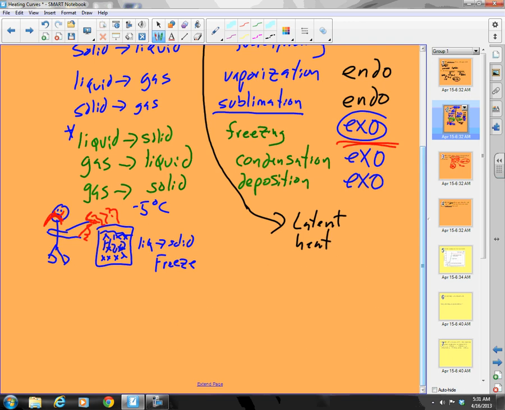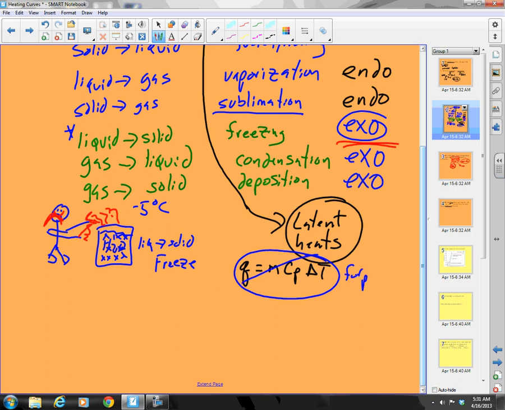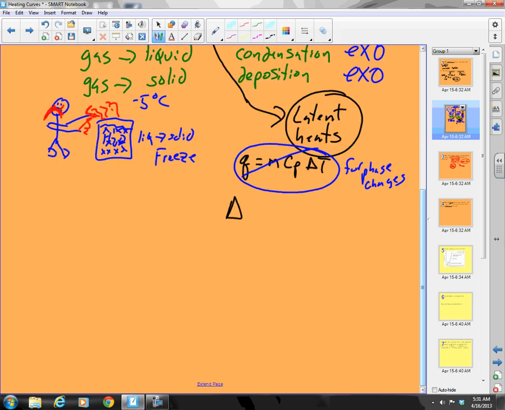Okay, latent heats. Do you recall when we were talking about heat in general last time, we said, hey, Q is equal to m C sub P delta T, right? Well, let me tell you, unfortunately, this does not work for phase changes. Q equals m C sub P delta T doesn't work. And why is that? Because in phase changes, guess what? Delta T is equal to 0 for phase changes.